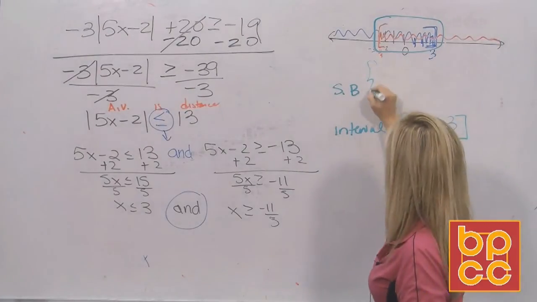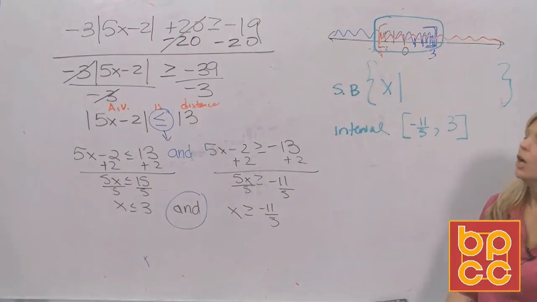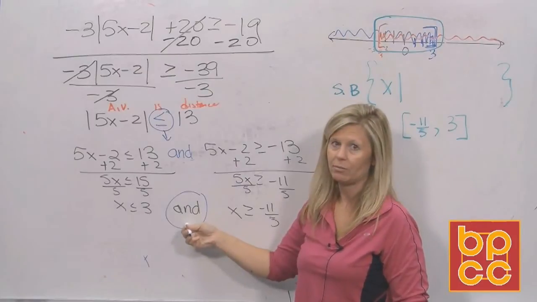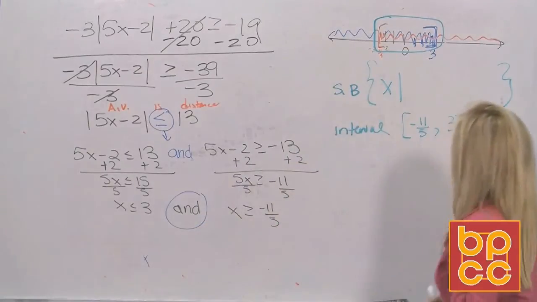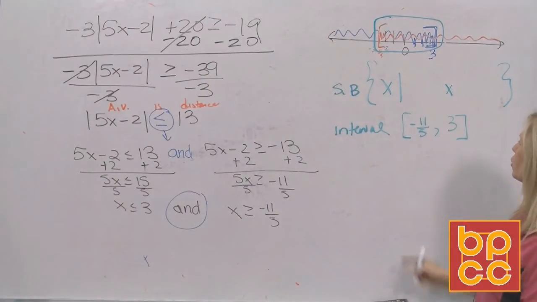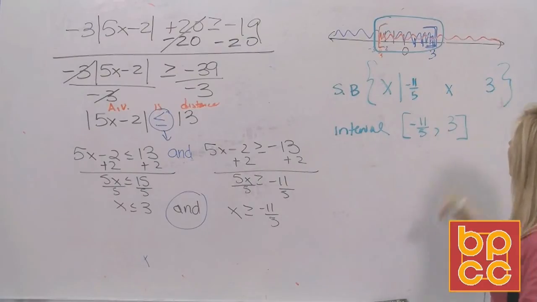Set builder. We know we put the braces. We know we put the X such that. You never, ever, ever write a set builder with the word and. And means that answers are sandwiched between 2 numbers. So when you write an and statement, you put the X and you sandwich it between the 2 numbers. The smaller number, negative 11 fifths, the bigger number 3.